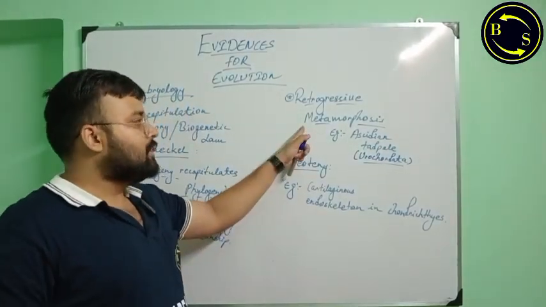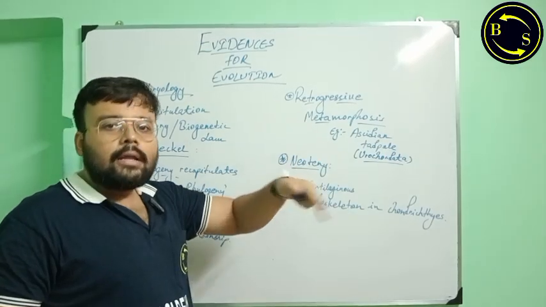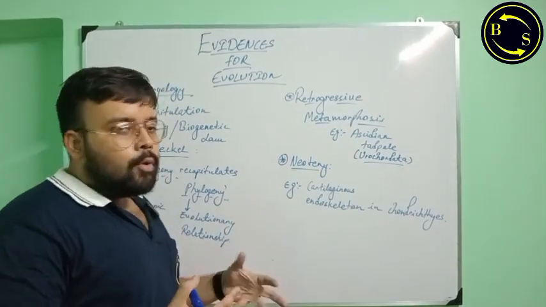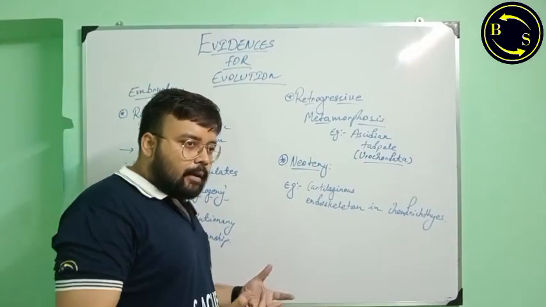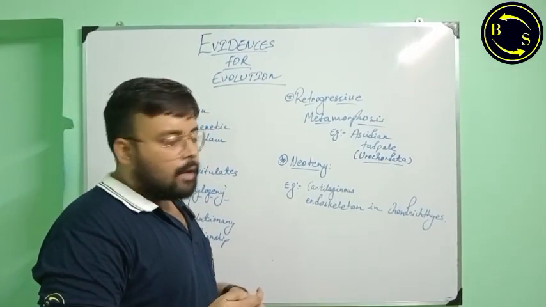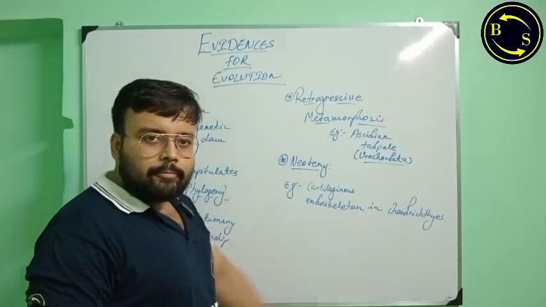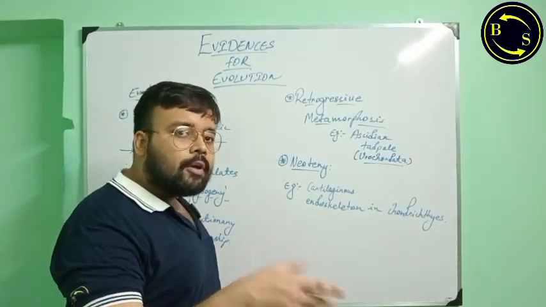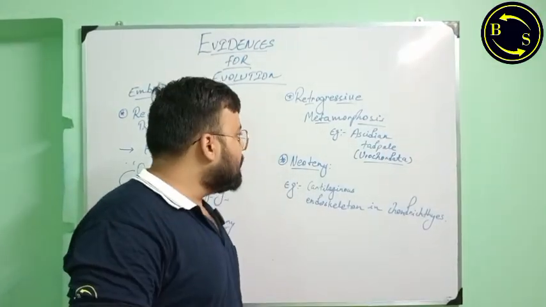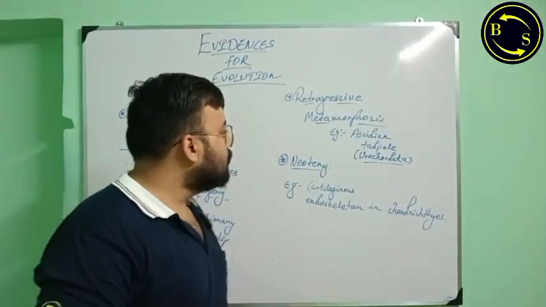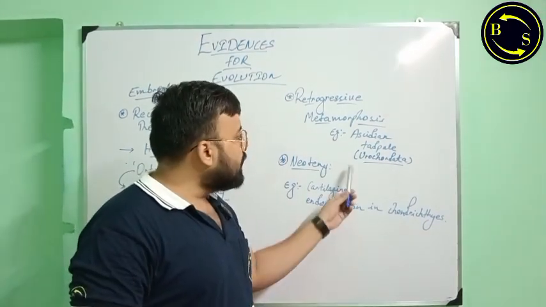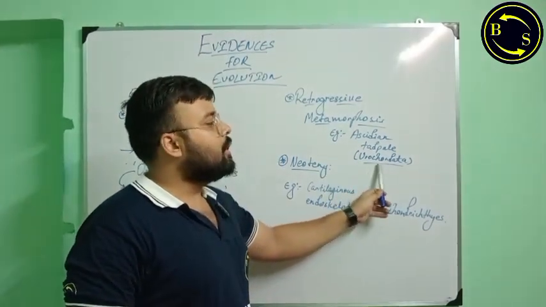We know metamorphosis is the development of more sophisticated, complicated features from less sophisticated, primitive features. But retrogressive metamorphosis is the opposite of conventional metamorphosis. Let us look at an example. The Ascidian tadpole. Ascidians are under phylum Chordata and belong to subphylum Urochordata.